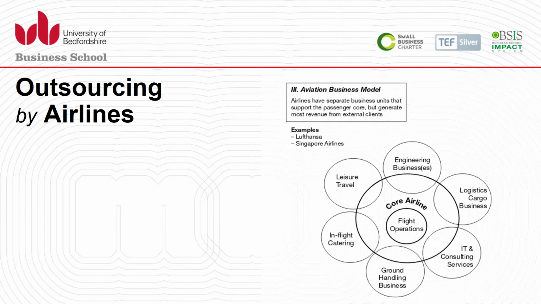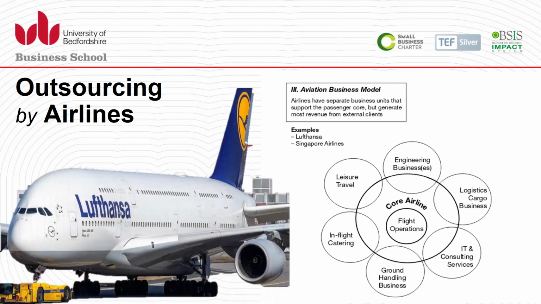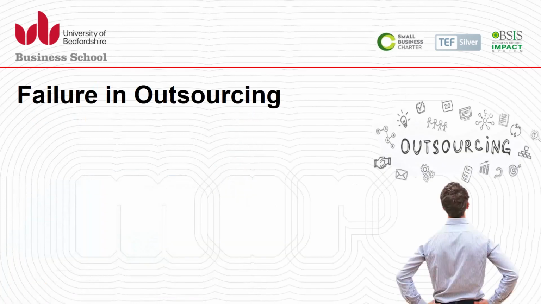So just take the example of the core airline aviation business model, where airlines have a separate business unit that supports the passenger core but generates most revenue from external clients, for example Lufthansa or Singapore Airlines, and how they manage things, doing core business to focus and give excellent services and an excellent experience for customers. Then some of the services can be outsourced again to get the best out of the relationship for outsourcing, and they call it ORM, outsourcing relationship management.